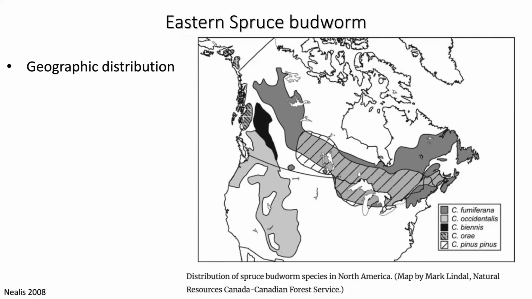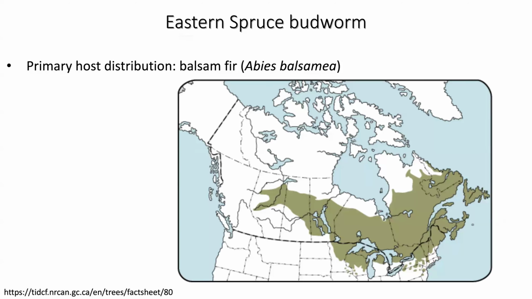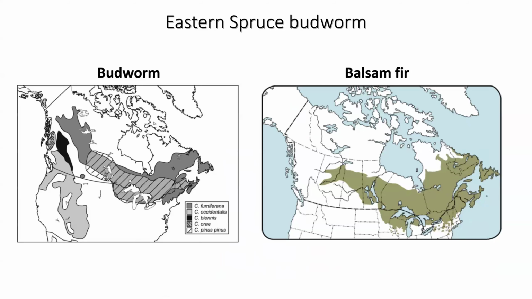Now, the geographic distribution of this species matches very closely, as you would expect, the geographic distribution of its main food resource. And so this is a diagram looking at the range of balsam fir, which is the primary host or food resource of eastern spruce budworm. So if we put these side by side, we can see there's a pretty good matching here for the geographic distribution of balsam fir across the boreal, particularly eastern and central, and then of budworm.